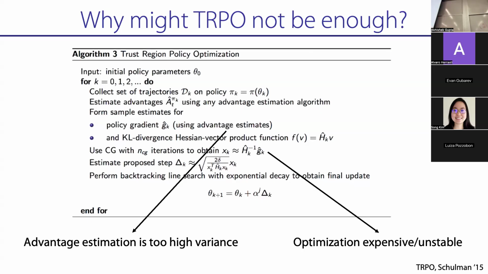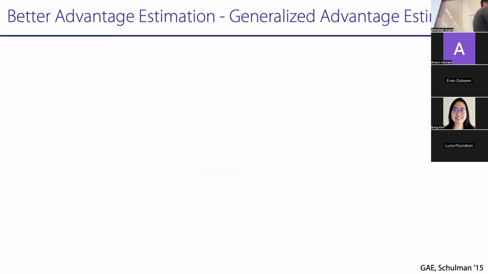So the idea behind the next class of algorithms is to take this second order method, or pseudo second order method, things that have to do with the Fisher information matrix inverse, and try to avoid that, but get the same effect. And so the first thing we're going to do is try to have a different advantage estimator, which is called GAE, or generalized advantage estimation.